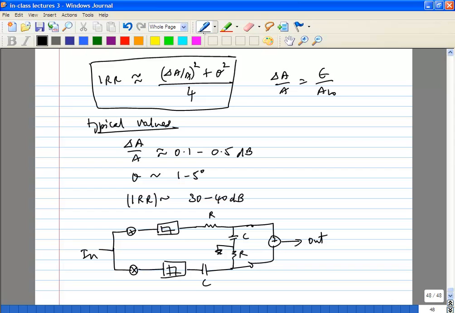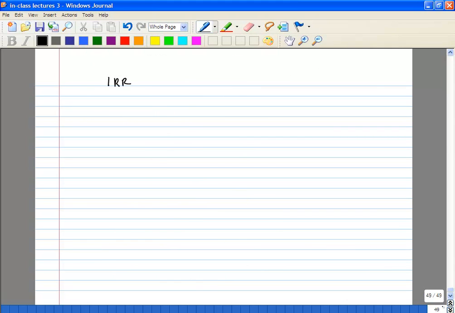So if you see a typical IC, delta R by R can be pretty large and delta C by C can be pretty large. It can be like 10-20% easily if you don't do proper matching. So you can show that your IRR is approximately this, which means it can be as low as 20 dB or less.